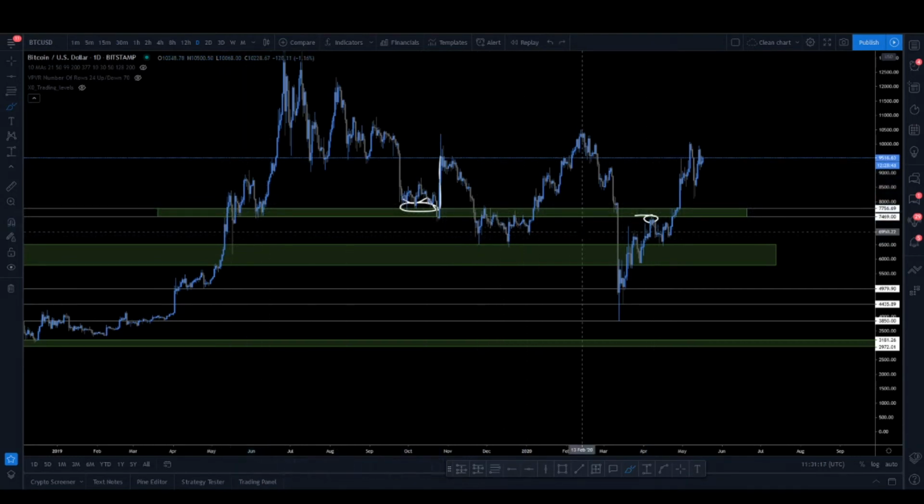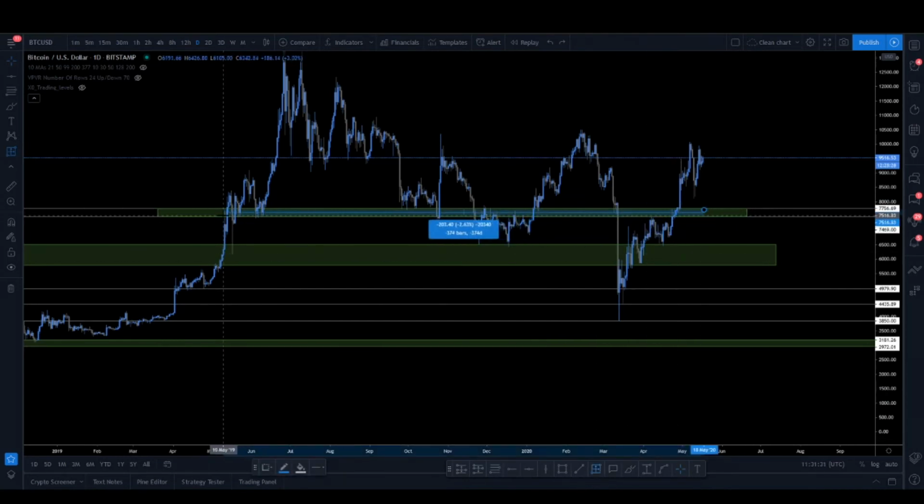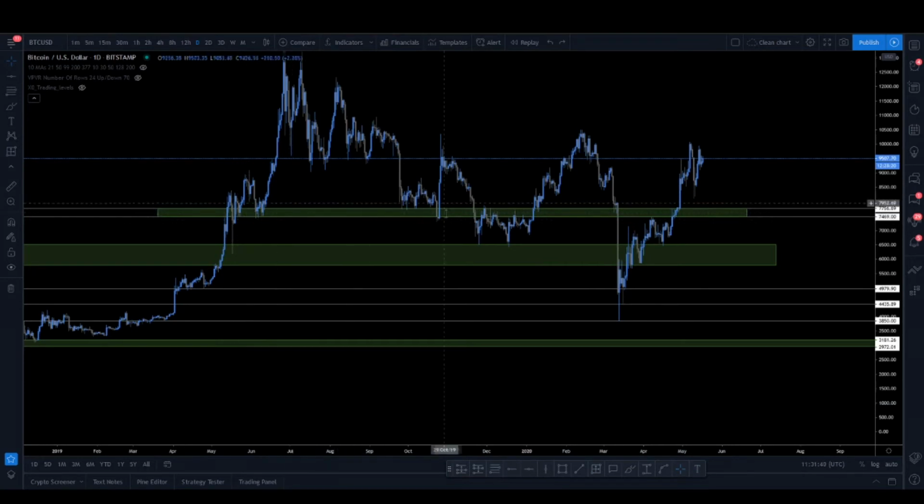And the more touches a level has, the more importance that level has, right? So the more touches, the more important the level is. Here you have a lot of touches, and it's been in play for a long period of time, right? So it's been in play for 375 days, which is definitely a long time. We had a lot of touches, been in play for a long time.